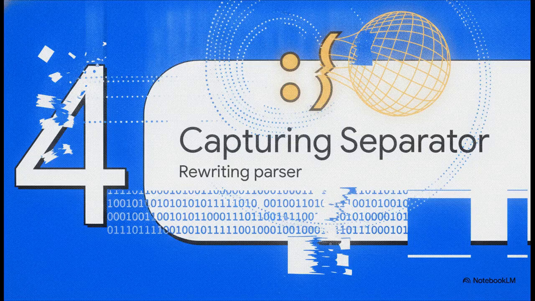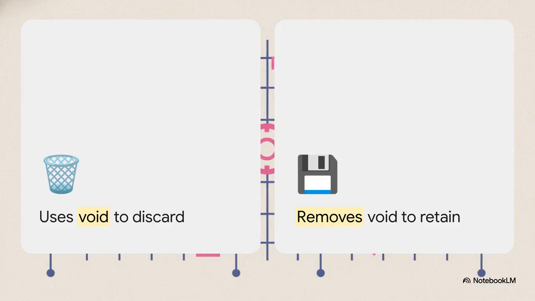All right, Section 4, capturing the separator and rewriting the parser logic. Let's take a look at the exact code diff here. The original code wrapped the separator logic in void, literally telling the program, hey, look for this string but then throw it away. Obviously not what we want. The fix removes void completely so that oneOf strings actually returns the character itself. And notice this clever secondary change too. The space alternative now uses a functor map to return a space string. This is crucial because it ensures both sides of the parser alternative return the exact same type.